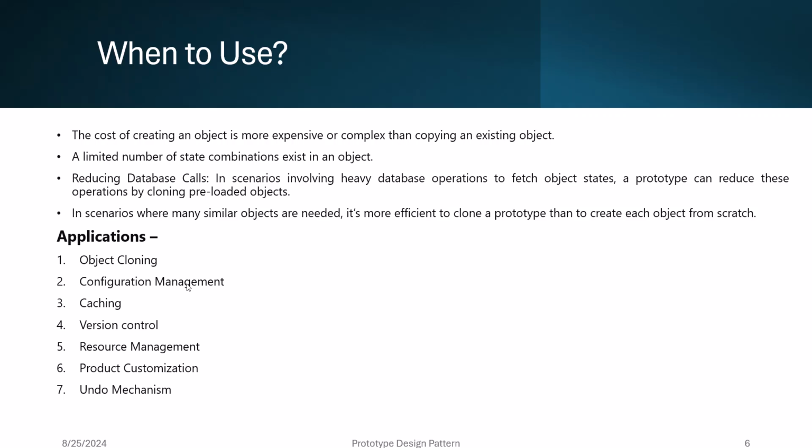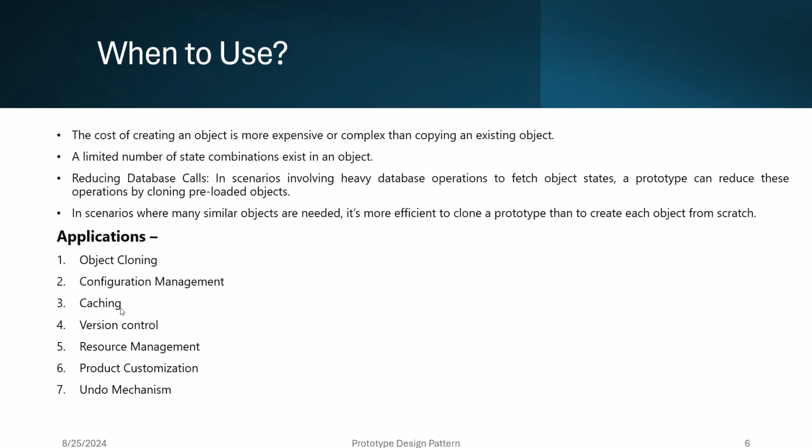Another one is configuration management. When objects have a lot of configuration parameters and you want to clone a pre-configured prototype instead of setting up a configuration from scratch each time, that time we can use the prototype design pattern. For example, in a software configuration tool, you might have a default configuration object that is cloned and then modified for different environments or users.